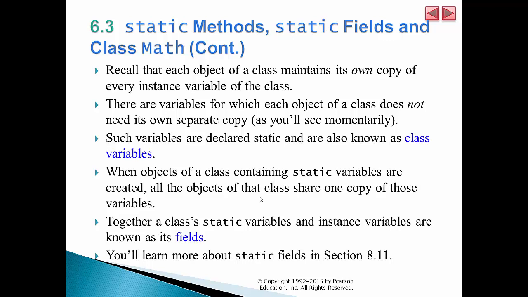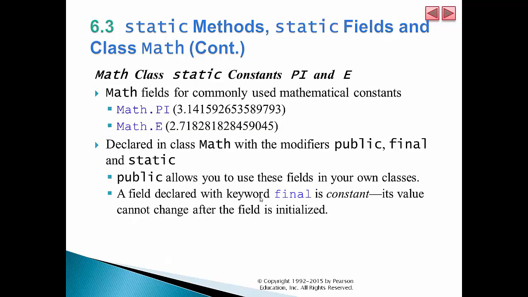So you have to understand that each object of a class basically maintains its own copy of every instance variable of the class. But there are variables for which each object of a class does not need its own separate copy, right? So these are, as I said, the static fields. They are part of the class, and they are shared among multiple different objects. So you can also have static constants, and again, they can be accessed globally, and you just store them once.